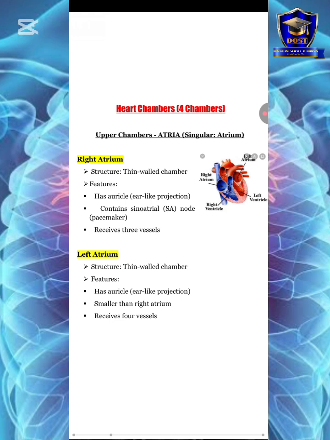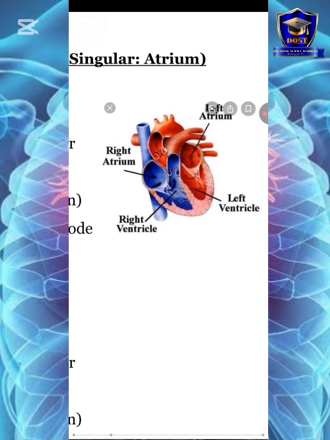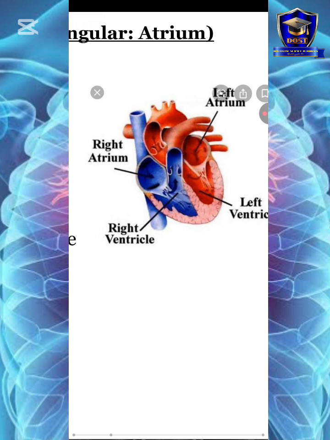The one on the left is called the left atrium, and the one on the right is called the right atrium. So we are going to be focusing on the right atrium first before moving over to the left atrium. Taking a look at the right atrium, it is made of a very thin wall. You can see it in this diagram here. The wall of the atrium is thin compared to that of the ventricles.